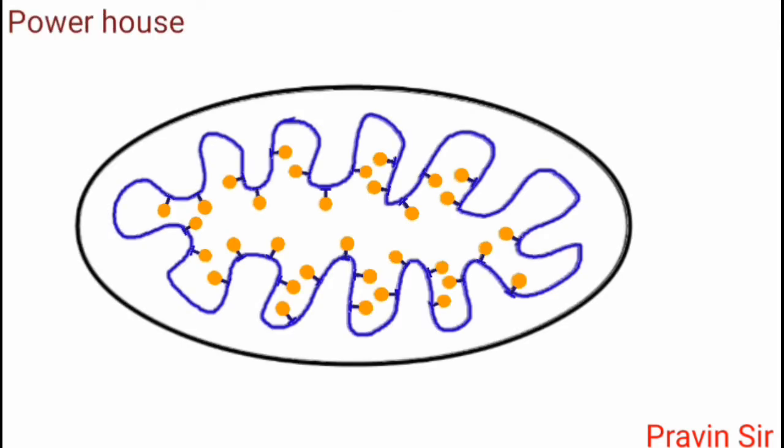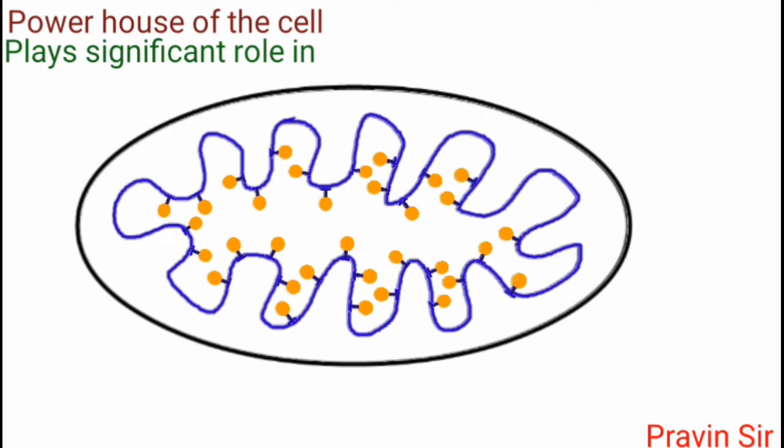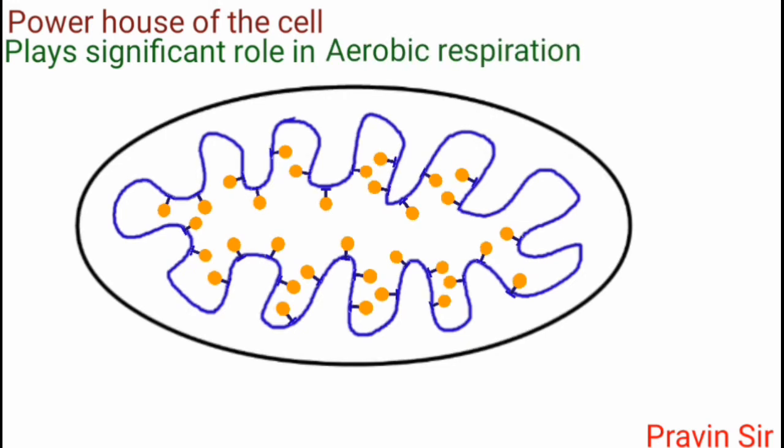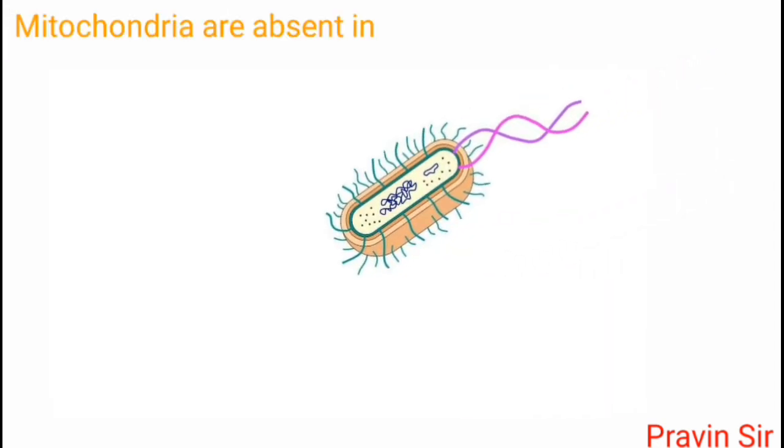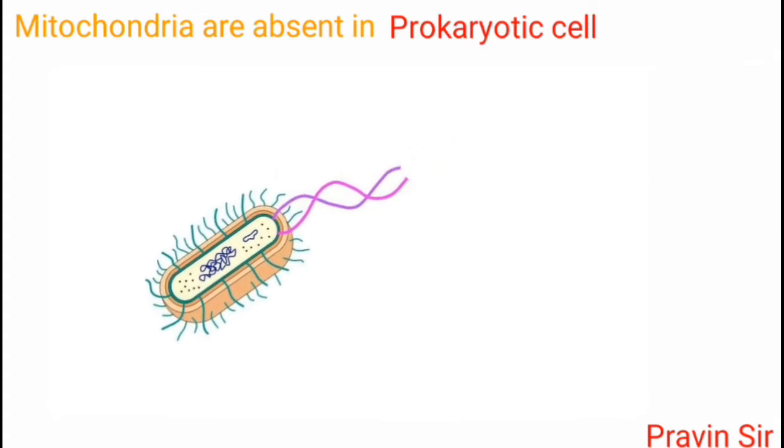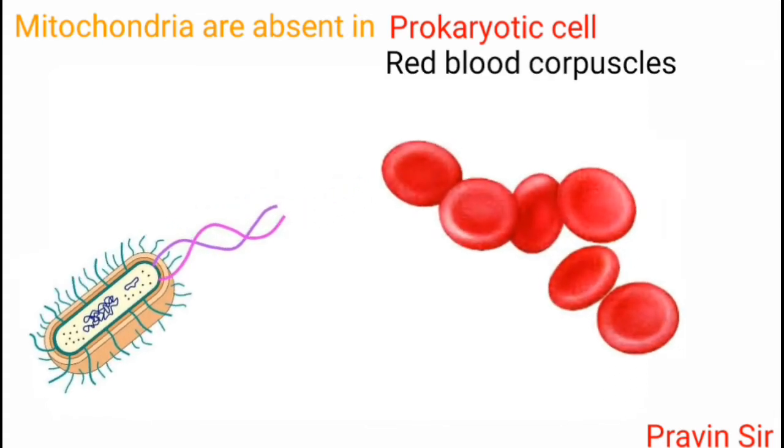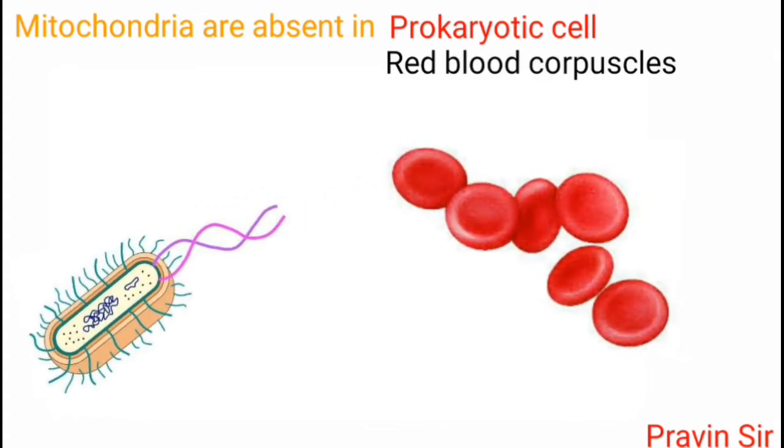It is known as the powerhouse of the cell. It plays a significant role in aerobic respiration, which takes place in the presence of oxygen. Mitochondria are absent in prokaryotic cells and red blood corpuscles, that is erythrocytes.